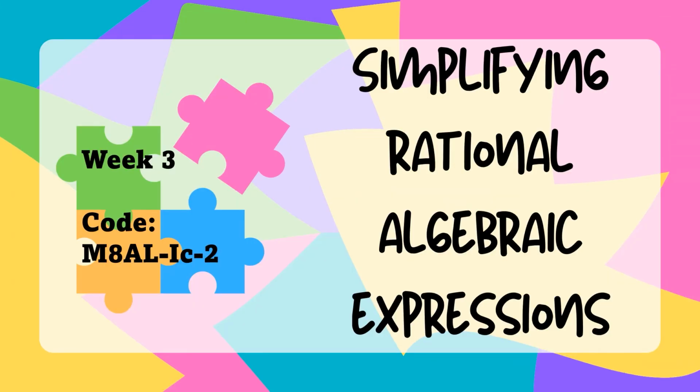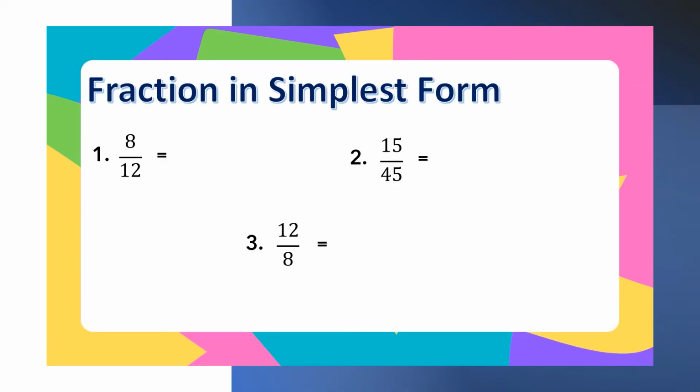Since you already know how to illustrate rational algebraic expressions, let us now go on with the topic, simplifying rational algebraic expressions. A rational algebraic expression is in fraction form P over Q, where Q is not equal to 0. In simplifying rational algebraic expressions, we have to be familiar with how to get its simplest form, or the lowest term. But before that, let us review fractions.